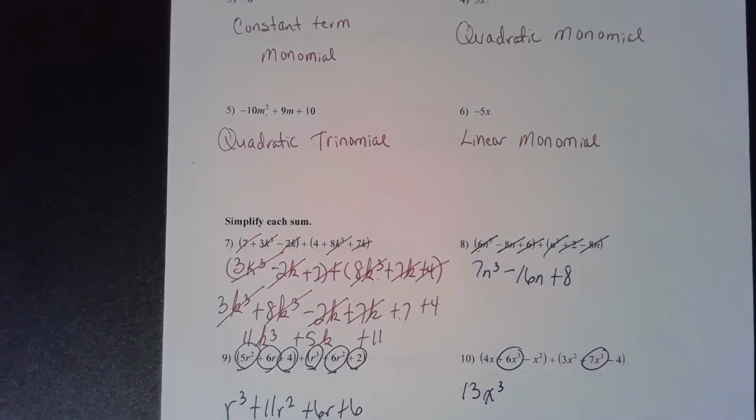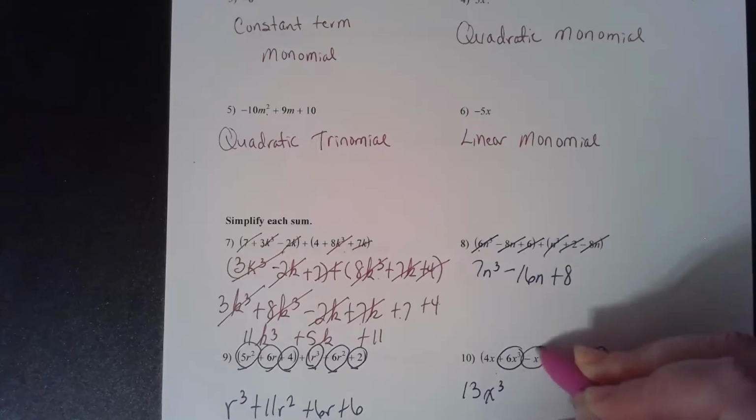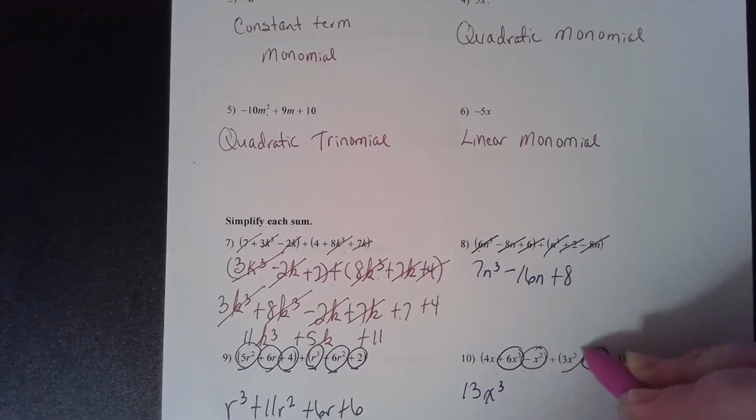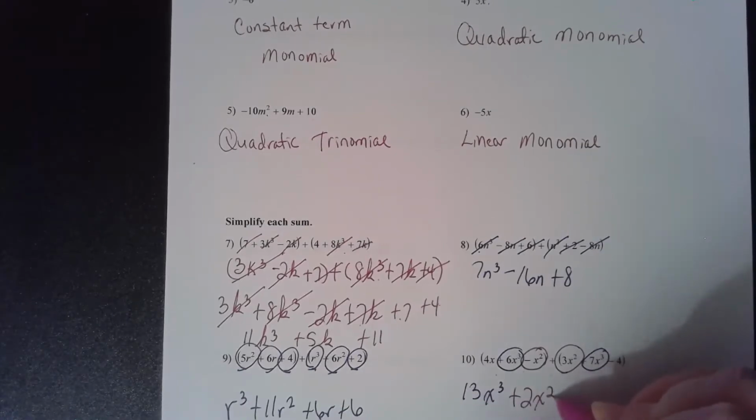Now, you might want to use different symbols or different colors so that you're not getting these all mixed up. Okay, well, I'm going to use a different color here. So I've got a negative x squared and a plus 3x squared. So that's going to give me a total of plus 2x squareds.